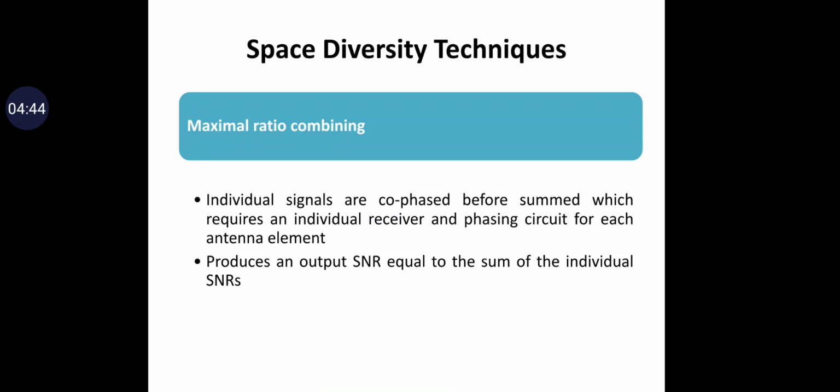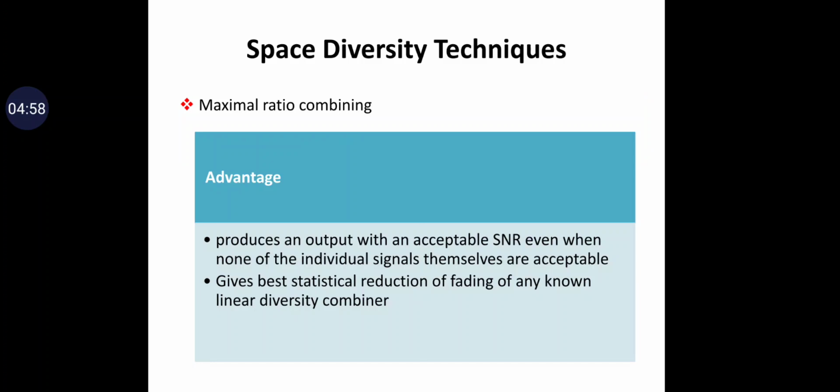So here individual signals are co-phased before adding, which requires an individual receiver and phasing circuit for each antenna element. It produces an output SNR equal to the sum of the individual SNRs. So the advantages of maximal ratio combining is it produces an output with an acceptable SNR even when none of the individual signals themselves are acceptable. It gives the best statistical reduction of fading of any known linear diversity combiner.